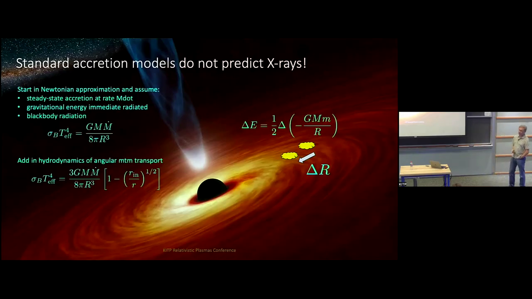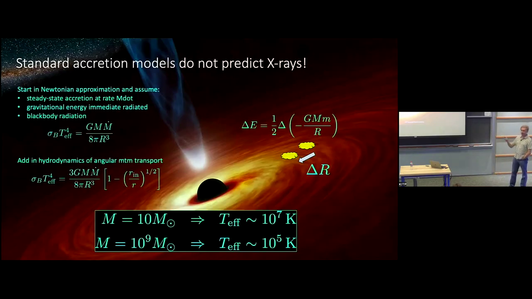You plug numbers in for reasonable accretion rates, and what do you get? For accreting stellar mass black holes, you get effective temperatures of 10^7 Kelvin. Fine, that's an X-ray source, soft X-rays, admittedly. For active galaxies, you get 10^5 Kelvin. That's a UV emitter. That's not an X-ray emitter. So the very fact that supermassive black holes are emitting X-rays is a surprise from the outset. Now, of course, from the title of my talk, you know what the answer is.